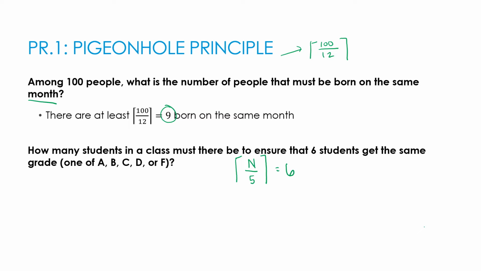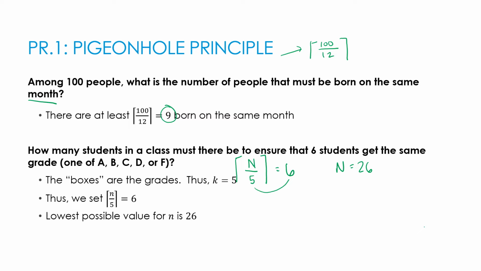So it's not as easy as just saying, well, 5 times 6 is 30, so it's got to be 30, because remember, it's anything that rounds up. So if I said n was 25, well, 25 divided by 5 is exactly 5, ceiling function or no. So the lowest number must be 26. So the lowest possible value must be that n is 26, because 26 or more would mean that 6 students would get the same grade on whatever assessment they are taking.